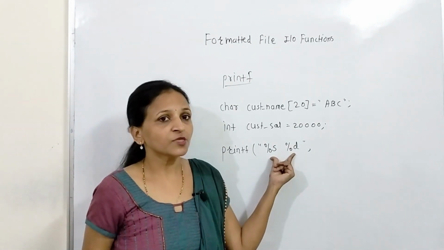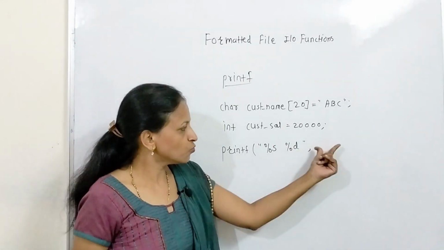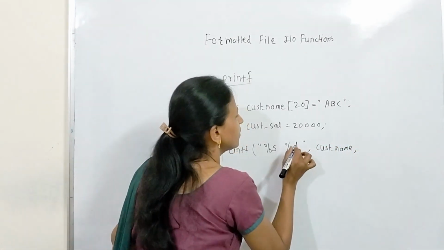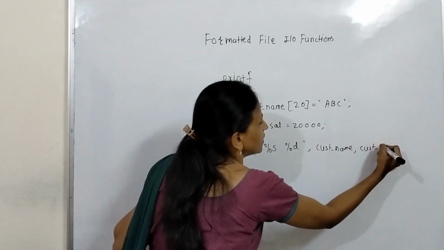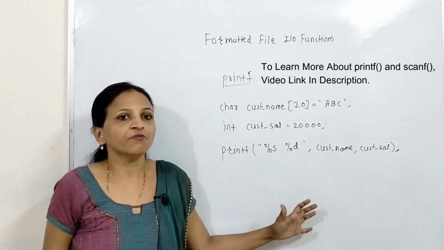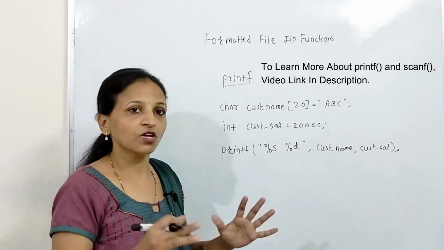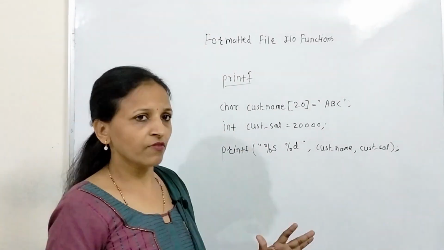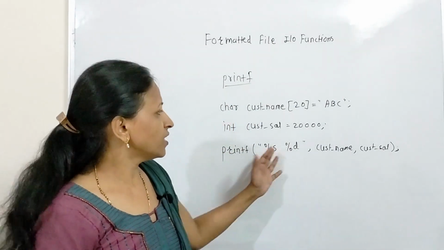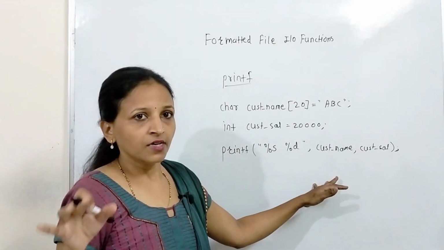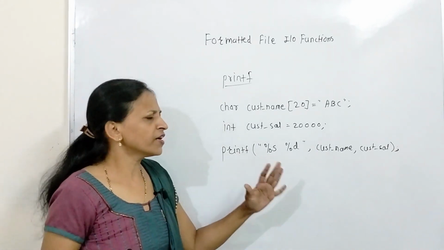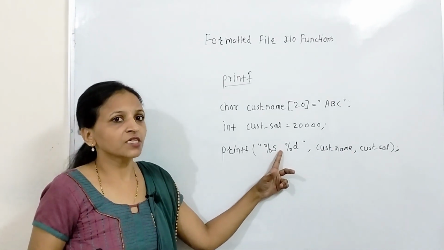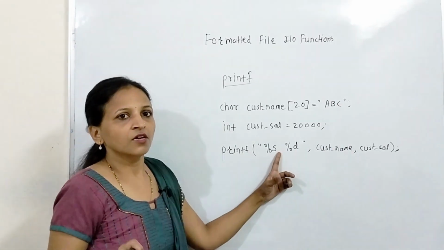How many format specifiers have we used here? Two format specifiers, so we will pass two arguments. The first argument is cust_name, and the second argument is cust_salary. In this way we can use the printf function to display data onto the output screen. Here the first one is string, the second one is integer. Any data type values you can mix and display in a single line onto the output screen, as per your need. If you want to display the customer salary on a new line, then you can place \n here. Again that is possible.